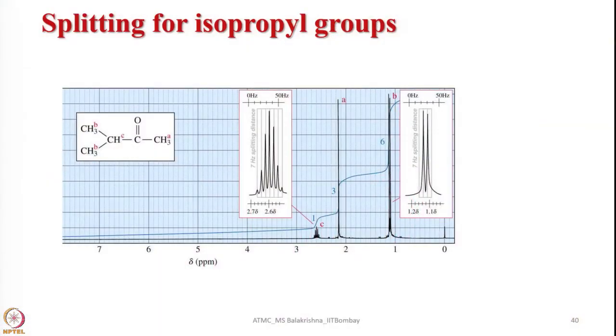Now, splitting for the isopropyl group. Your structure is shown here. These 2 CH3 groups are equivalent, and this one is different, and this one is different here. So this CH3 is not coupled, it will show a singlet here. Now this one is split by these 6 into 7 lines, which is shown here, and of course it is expanded. You can see 1, 2, 3, 4, 5, 6, 7. The ratio is 1 is to 6 is to 15 is to 20 is to 15 is to 6 is to 1. You can examine that. And these 2 will be under the influence of this one, and it splits into a doublet here. This is how it is splitting.